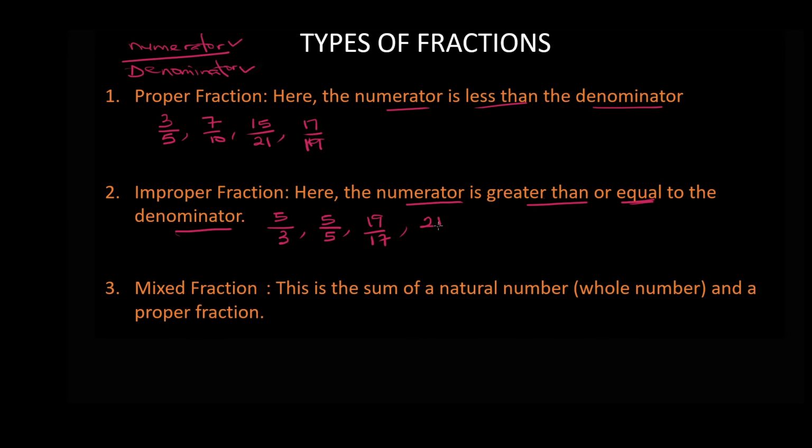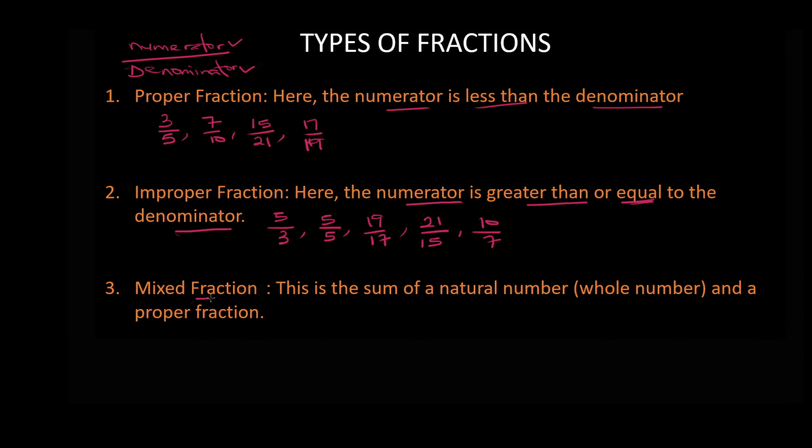What about 21/15? 21 is the numerator, is greater than the denominator, which is 15. One more example is 10/7. 10 is greater than 7. That's an example of improper fraction.